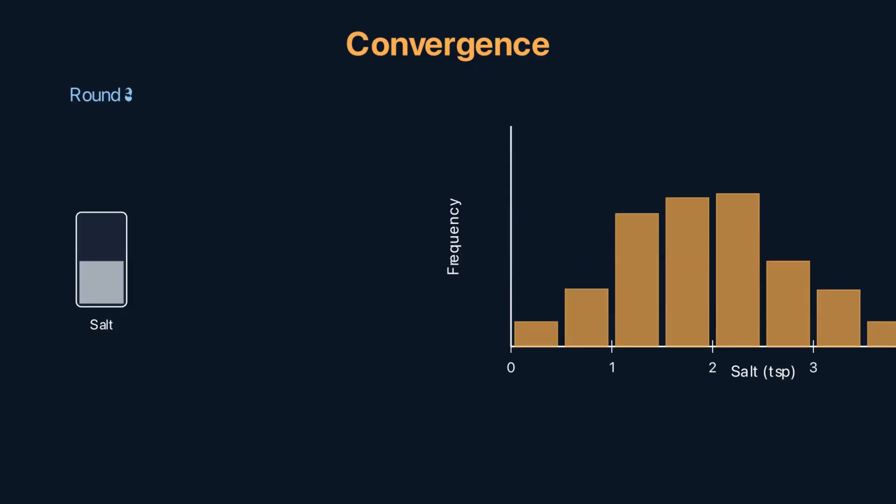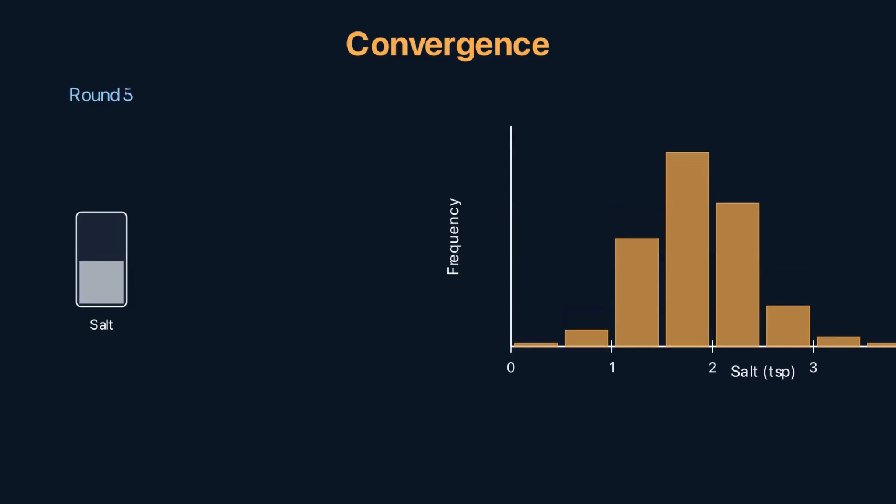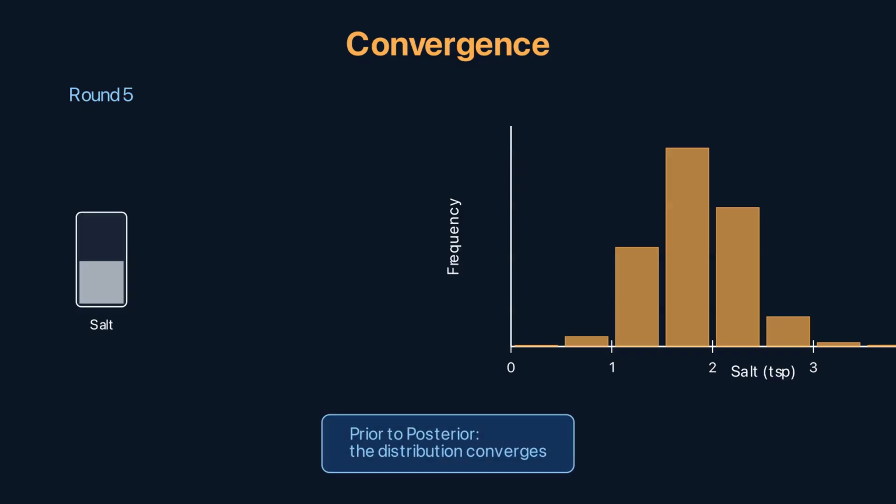Taste and compare. The simulation is saltier than the real sauce. Reject. Propose 1.5 teaspoons. Closer. Accept. Propose 1.3. Even closer. Accept. After 1,000 rounds, the accepted salt values cluster between 1.2 and 1.7. That's the posterior for salt.